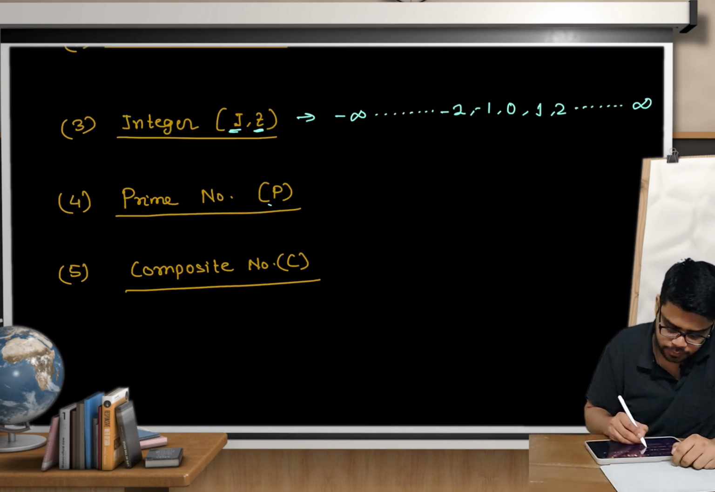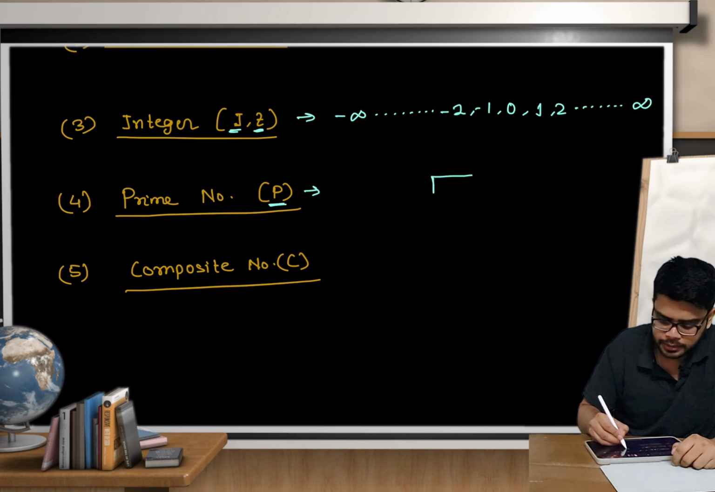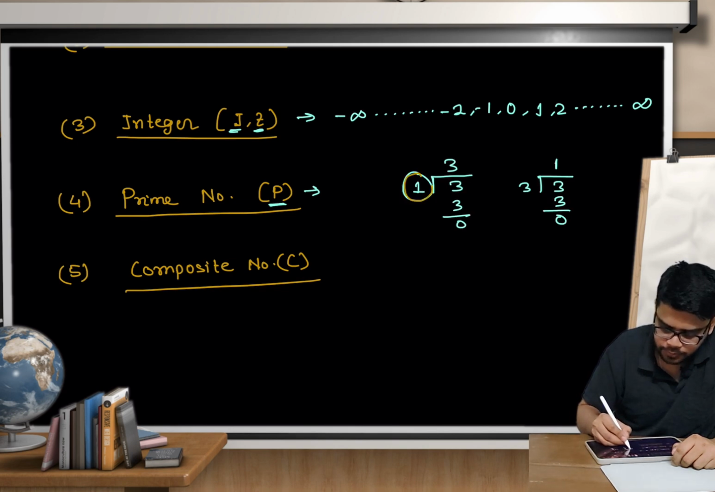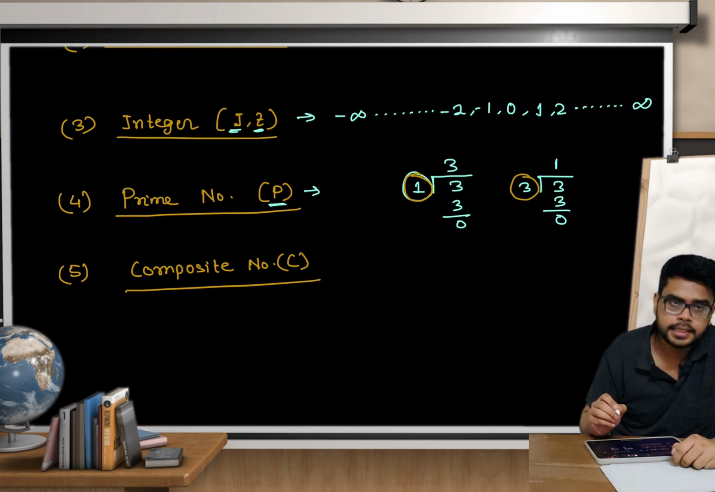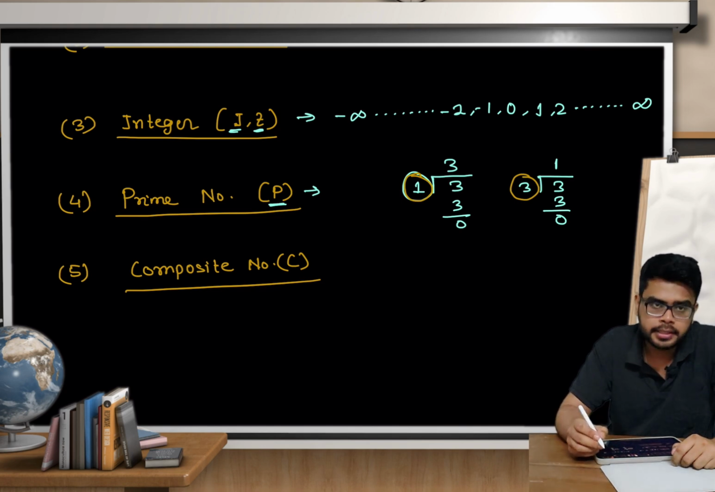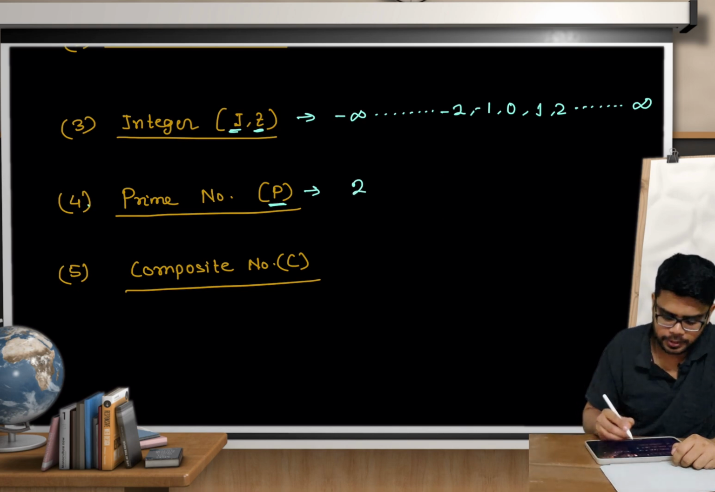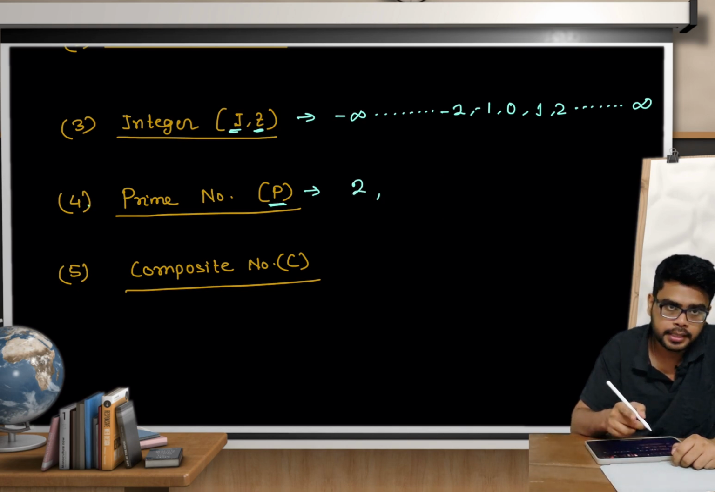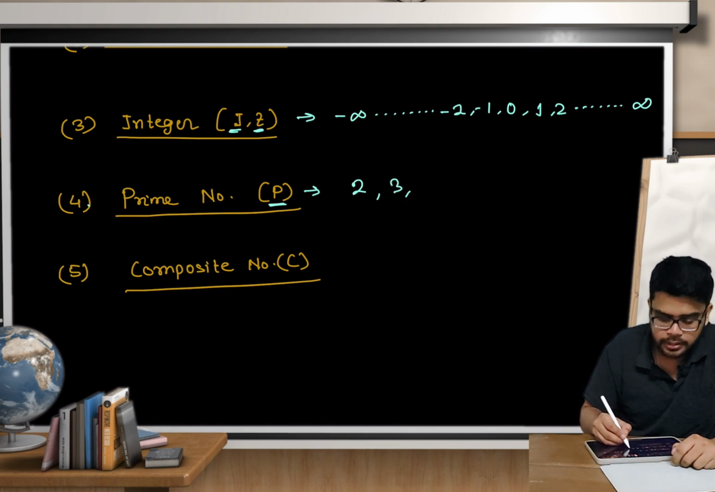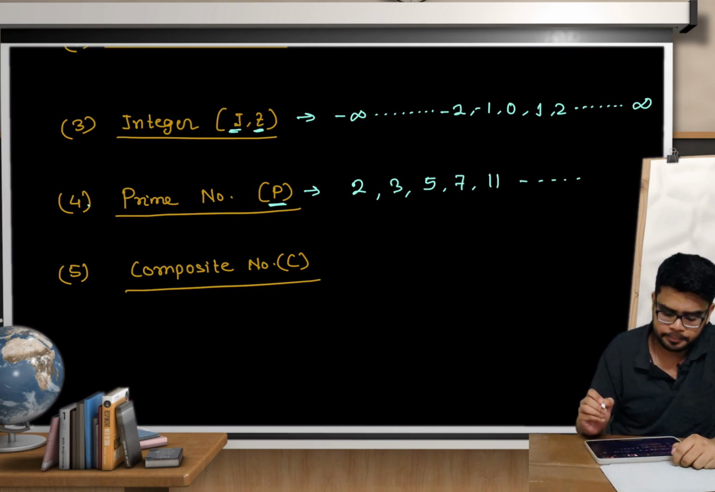Prime number is denoted by P. For example, 3 can be divided by 1 and by its own number, that is 3. So by the definition of prime number, 3 will be a prime number, right? Number 2 is a prime number, because 2 can be divided by 1 and by 2 also. Again 5 is a prime number, 7 is a prime number, 11 is a prime number, and it goes like this, okay? And in case of negative also it will be the same.